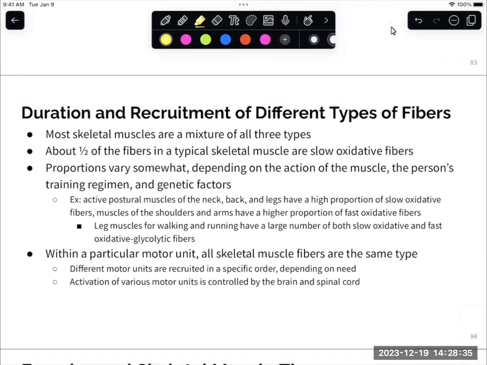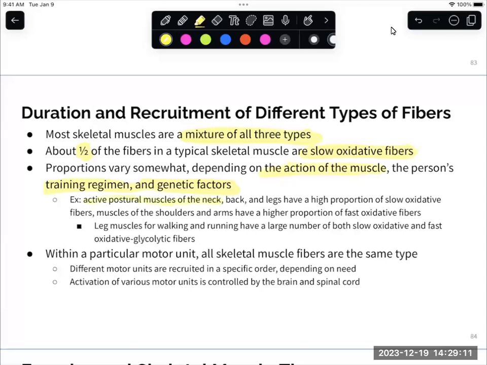So all of our skeletal muscles are a mixture of all three types of fibers. But about half of them are going to be those slow oxidative fibers. Even though we have the other two, at least about half of them are going to be those slow oxidative. Again, your training regimen is going to determine, your genetics are going to determine. The action of the muscle is also going to determine how much of which type of fibers we have.